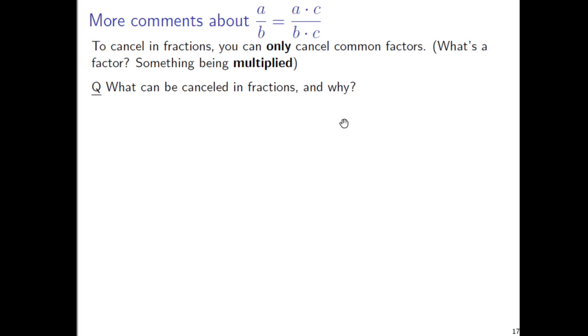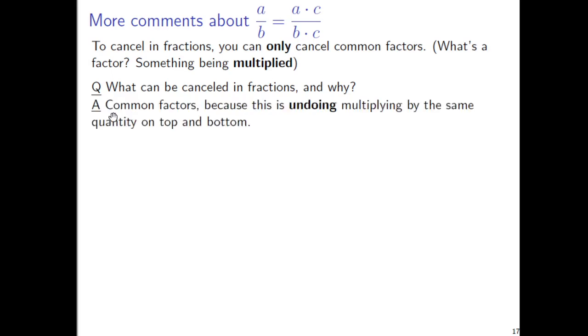So to really dig into this, this is a question that you can expect to see on a future quiz or exam. It's a super important idea. I want you to not only think of this question for a quiz or an exam, but think about the habit that is meant to be built about fractions. What is the question and the answer to the question trying to really address? So I'll read the question off. What can be canceled in fractions and why?